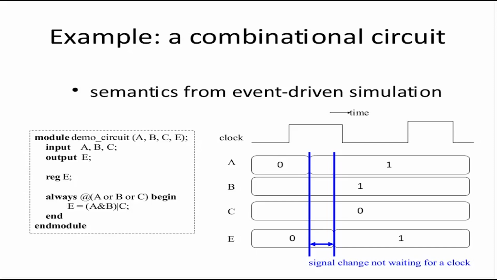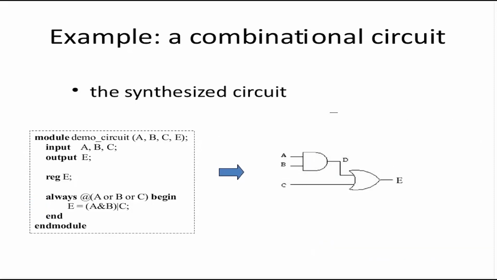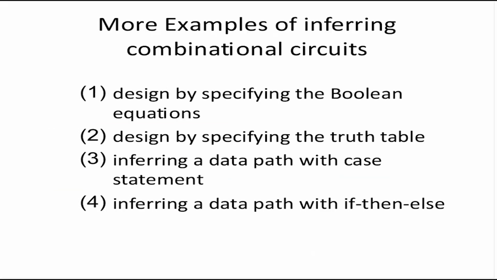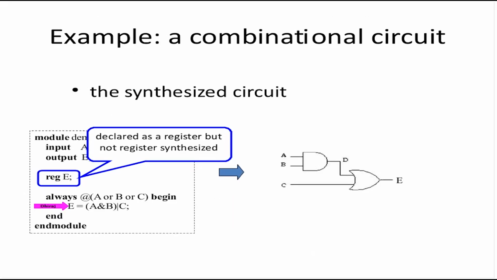Even if it had a clock, this always block represents a combinational logic. So the synthesized circuit will represent a combinational logic. Now in this case, E is declared as a register. It is compulsory to declare E as a register because anything which is assigned a value inside an always block has to be declared as a register. But in hardware, E is still a wire.